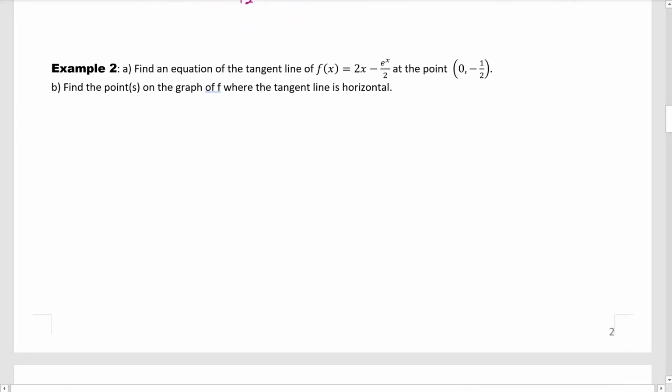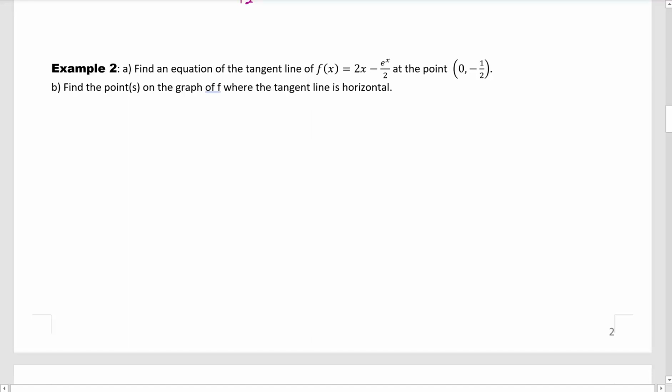Alright, let's continue. Example 2, find an equation of the tangent line of this function at the points. Well, right now, we're not asking to find the derivative using the limit definition, okay? So if the problem asks us to find the derivative or the slope of the tangent line by the limit definition, then we have to use the method we learned in section 3.1.